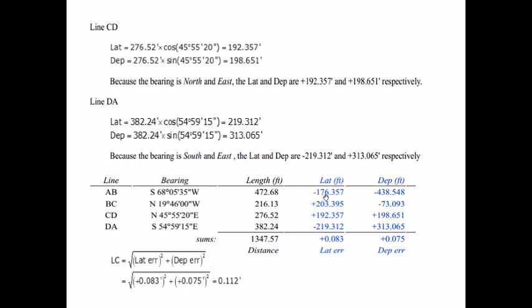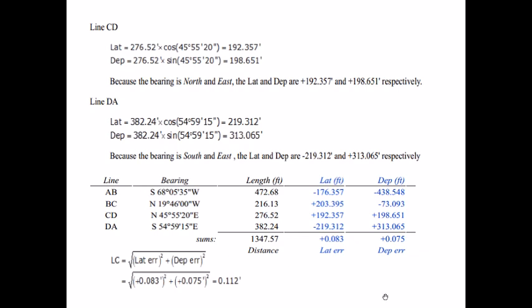If the latitude is in the north, it will be positive. If it's in the south, it will be negative. If the departure is in the east, it will be positive. If it's in the west, it will be negative. Once we have the latitudes and departures, we take their sum, which should be equal to 0 if the closed traverse is geometrically plotted correctly. But if after plotting it using latitudes and departures, their summation is not equal to 0, that means there is an error in the traverse and it needs balancing.